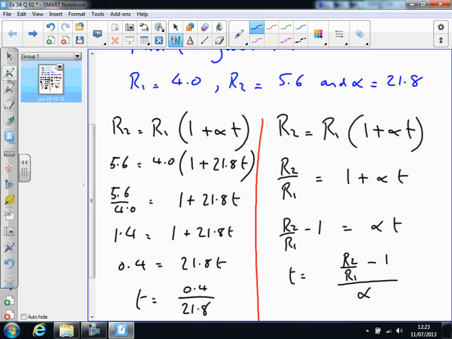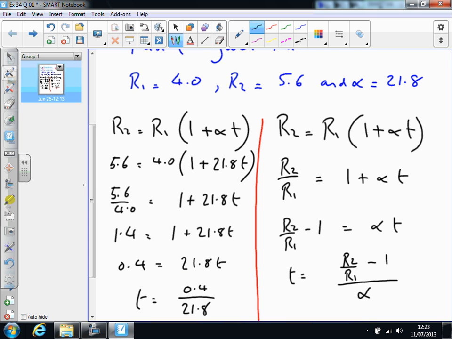And then I can put the values in and work out what t is. And you should get the same answer both ways. The beauty of doing it the second way is that I've now got a general formula to find t. So for any values of R2, R1 and alpha, I can now just plug them in and work out what t is, without having to go through all that problem of solving the equation.